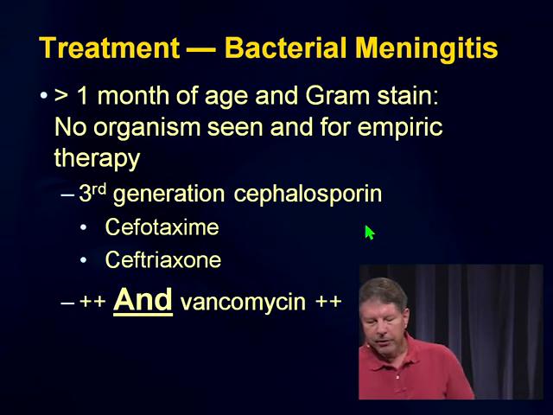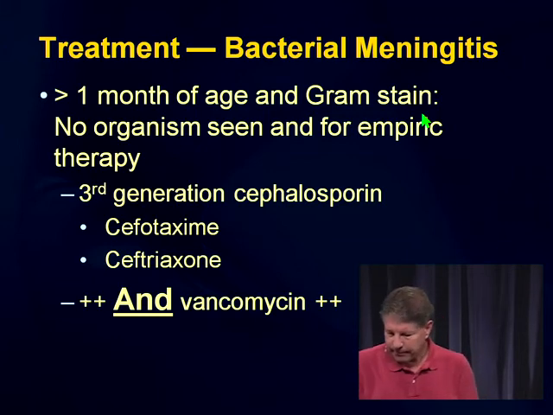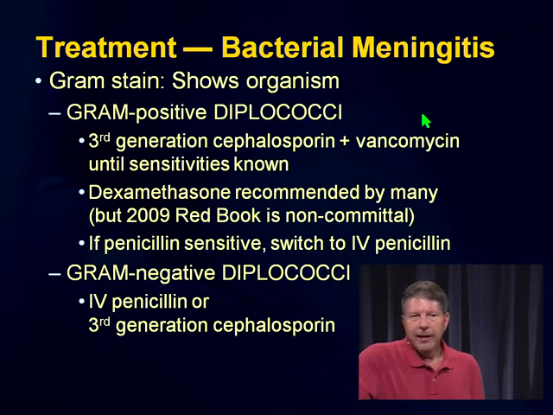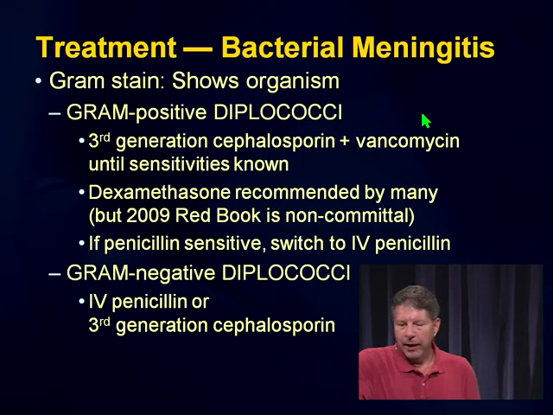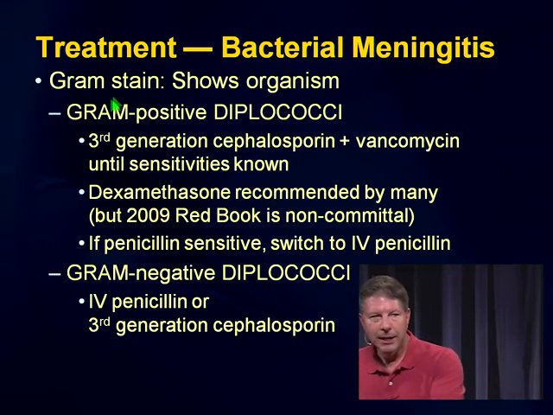All right, so for any kid greater than a month of age where the gram stain doesn't show an organism, what you want to start is a third-generation cephalosporin and vancomycin. If they tell you the gram stain shows something, then you know you need to do specific therapy for that. So third-generation cephalosporin and vancomycin is what we're going to start, because with the gram-positive diplococci, that means pneumococcus.